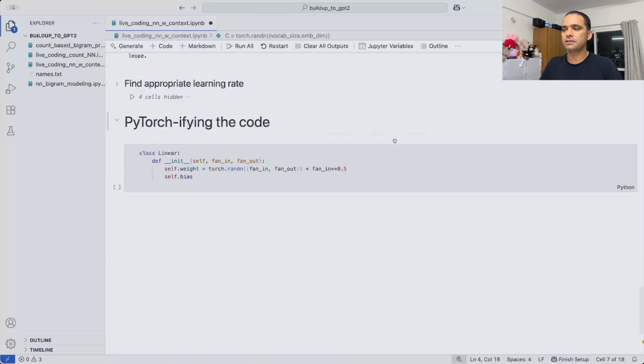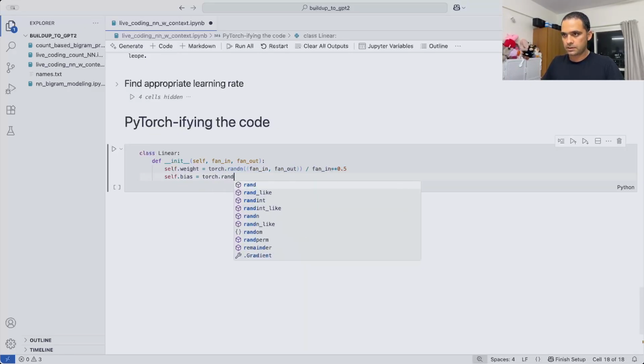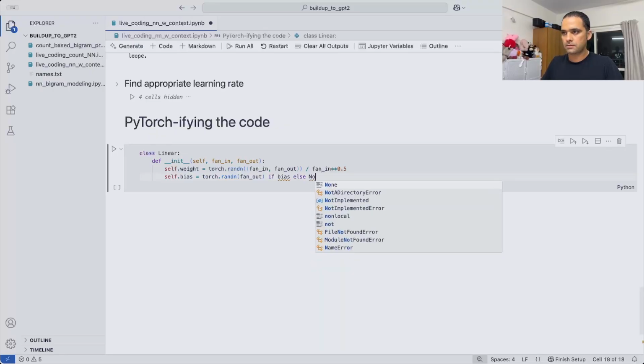So in linear, the scaling would always be divided by the square root of fan in. There would be some gain, but that depends on whether there's an activation layer non-linearity after the linear layer or not. So we can handle it later. Then self.bias equals torch.zeros of fan out if bias else None.